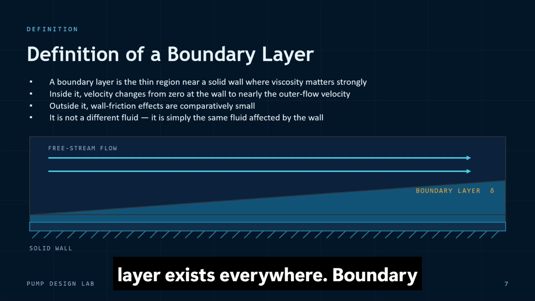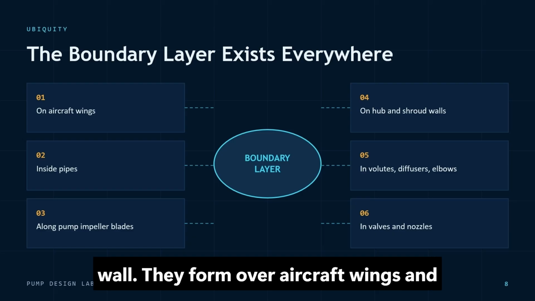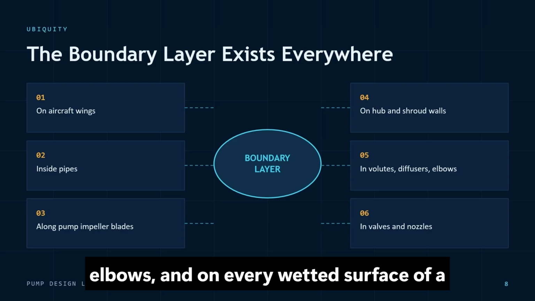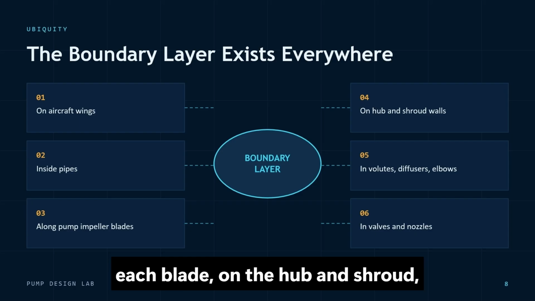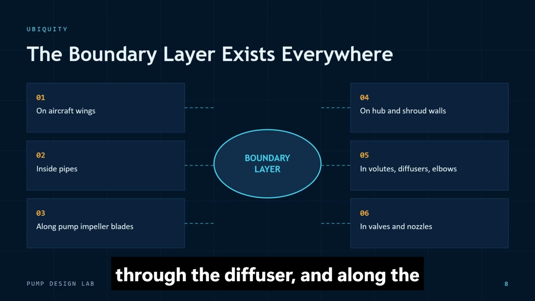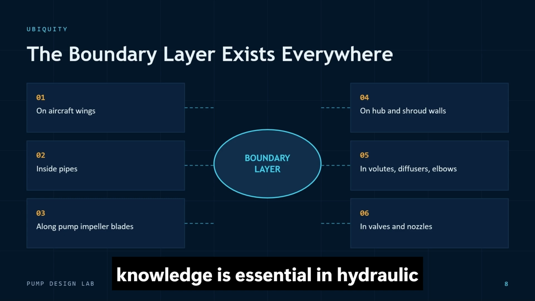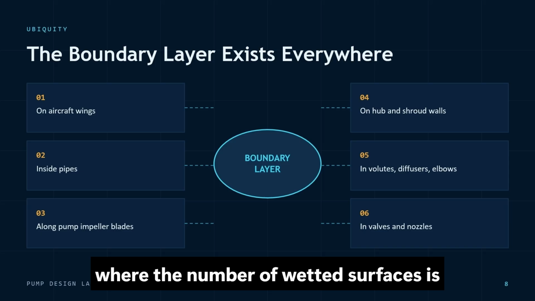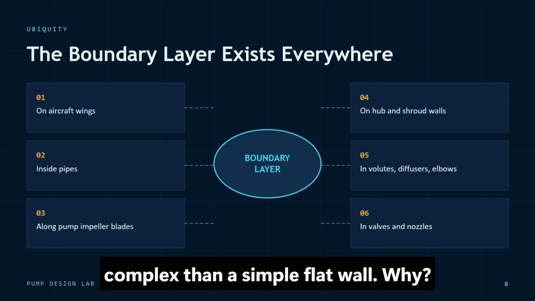The boundary layer exists everywhere. Boundary layers exist wherever fluid touches a wall. They form over aircraft wings, inside pipes, around valves, inside elbows, and on every wetted surface of a pump. In a centrifugal pump, they form on the pressure side and suction side of each blade, on the hub and shroud, through the diffuser, and along the volute walls. This is why boundary layer knowledge is essential in hydraulic design. And that brings us back to pumps, where the number of wetted surfaces is large, and the passages are much more complex than a simple flat wall.